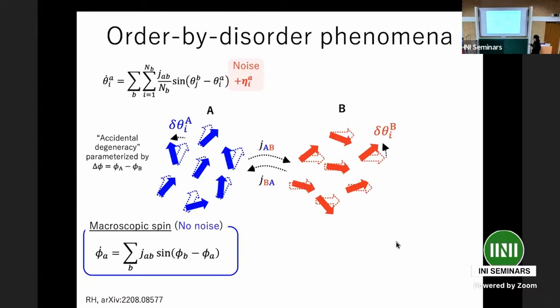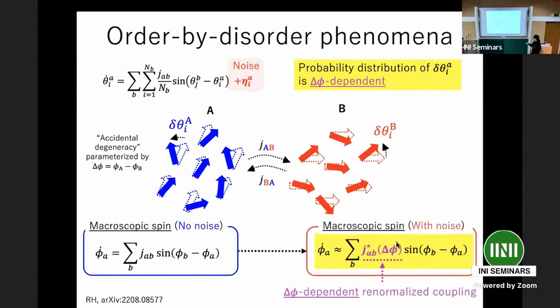Then what's going to happen is that these will have fluctuations, of course, but the key point here is the way this fluctuation occurs is going to be configuration dependent. As a result, the macroscopic spin dynamics is going to be renormalized, and now would have a delta phi dependent renormalized coupling. Recalling that this marginal orbit is contingent on the fact that JAB is exactly at minus JBA, what you would expect is that this delta phi dependence will give rise to mode selection or orbit selection, as what you saw in the geometrically frustrated case.